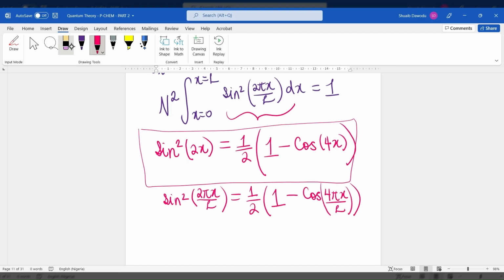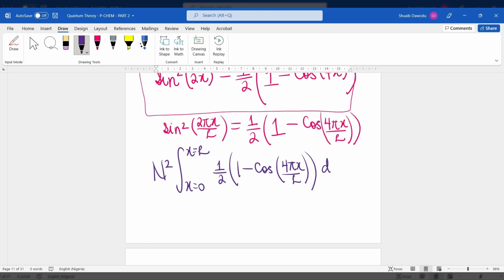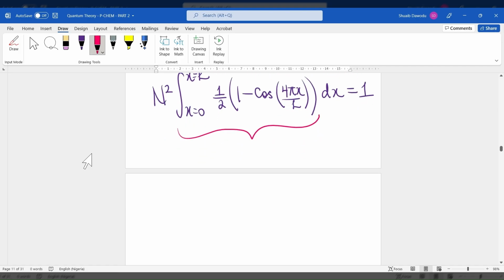So that would be n squared, x equals 0 to x equals L, and you have 1 over 2, 1 minus cosine 4 pi x over L. So that is basically this one. And then of course you have dx equal to 1. Going forward, I'm going to ignore the equals 1 and put it at the very end, because I don't want our work to be too much information at the same time. We should be able to do things one thing at a time. So going forward, I'm just going to be focusing on integrating this, and then at the end I can say equal to 1. So that's how it's going to happen.